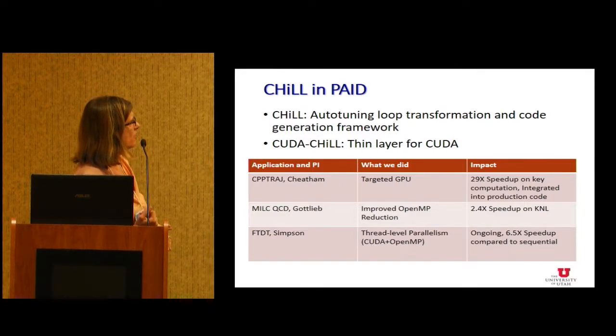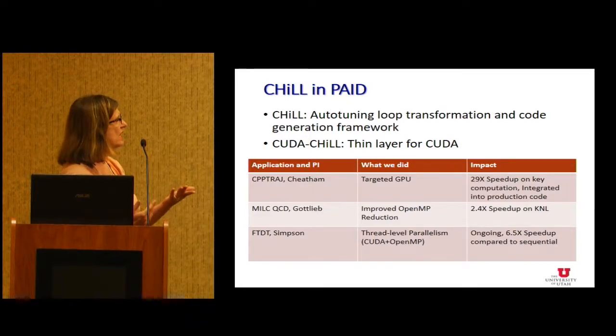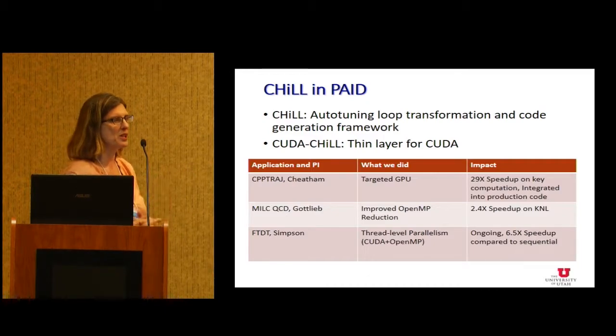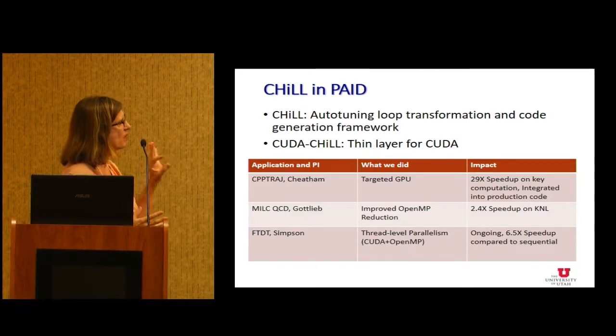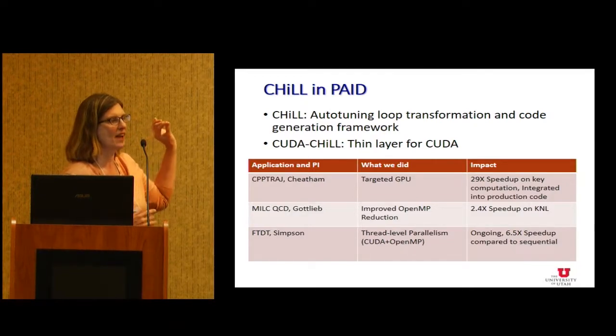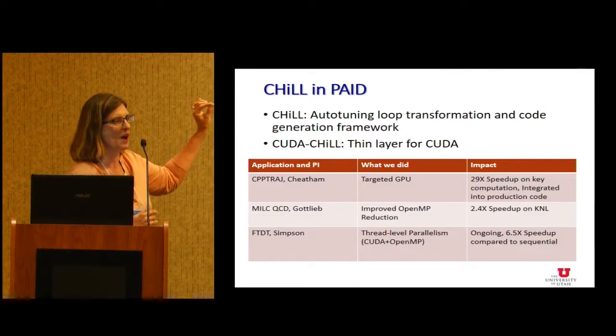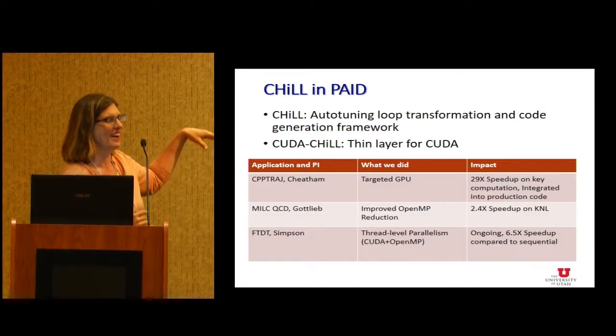Okay, so here are the three applications we've looked at. The CPPTraj, which is the analysis code from Amber, and we showed a 29x speed up doing CUDA code generation. The MILC QCD that Steve Gottlieb, who's in the room, talked about, we improved an OpenMP reduction and showed a 2.4x speed up on that. I'm going to talk a little bit about MILC, and I had a live demo of MILC, but that's too much trouble, so I'll have to show it to Steve in private.